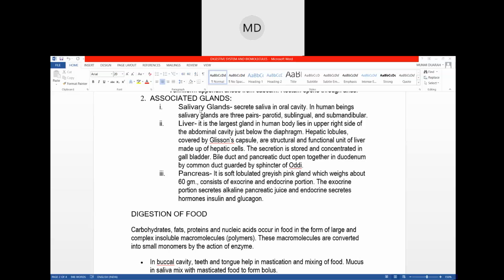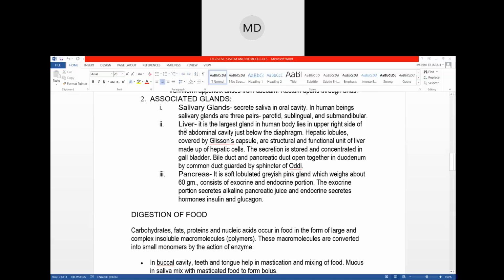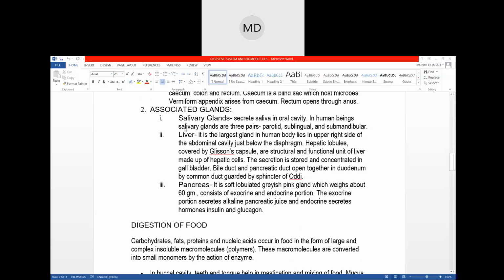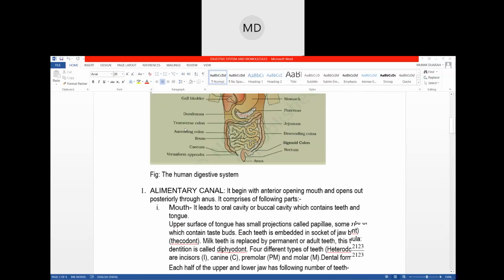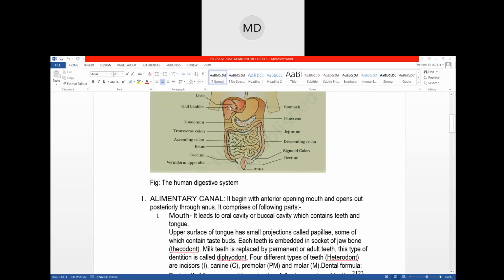Okay, so the first type of gland is the salivary gland, associated with digestion. The second gland is the liver, and there is the gallbladder. In there I'll show you. This whole thing is the liver, and this is the gallbladder. And here the bile is stored.